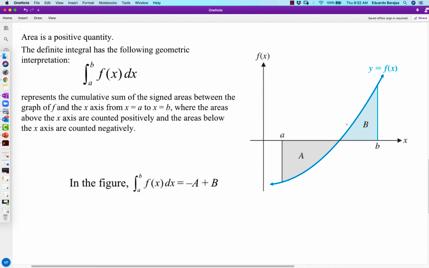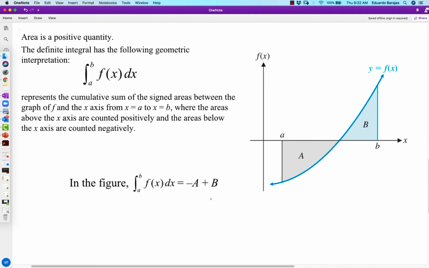If I was just asked to find the areas of A and B, area A is positive, area B is positive, we would just add them together and that would be the area. Whereas here, we want to count the area above the x-axis to be positive, and whatever area is below the x-axis is thought of as a negative number. And so if I wanted to find the integral from a to b of f of x dx, we would have to find the area A and then take its negative because it's below the x-axis. So it's negative A plus B.